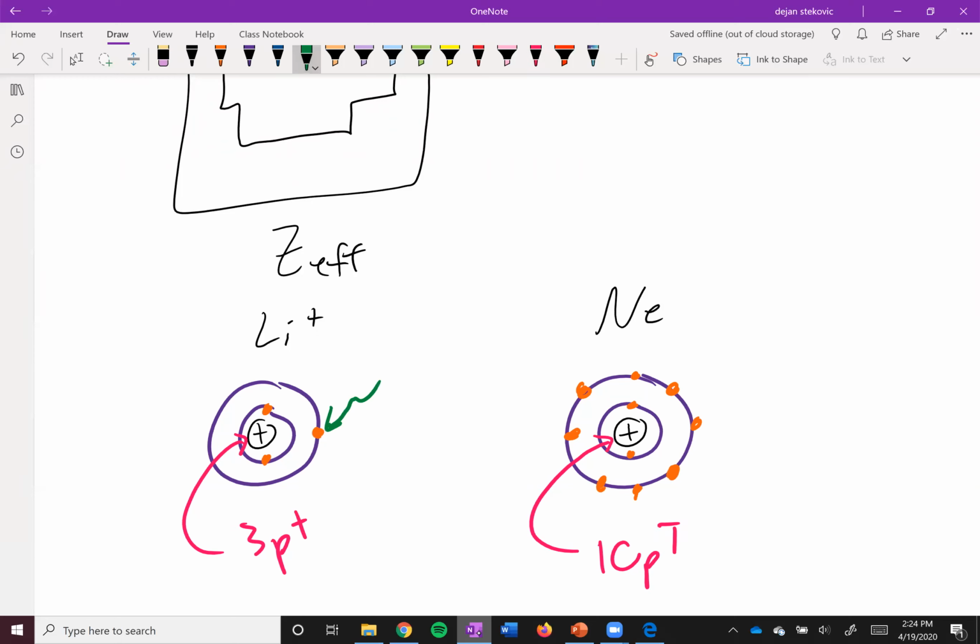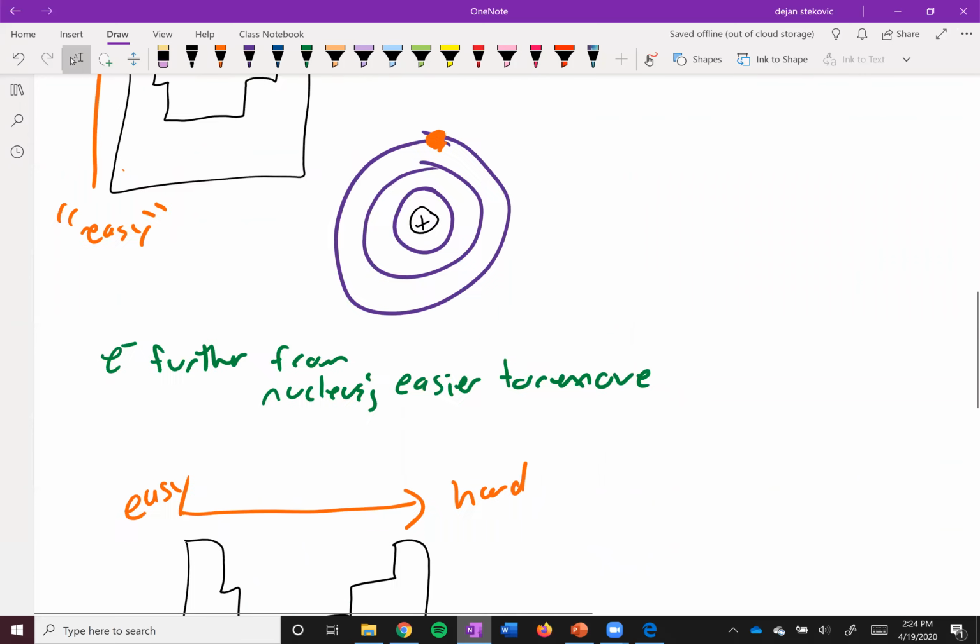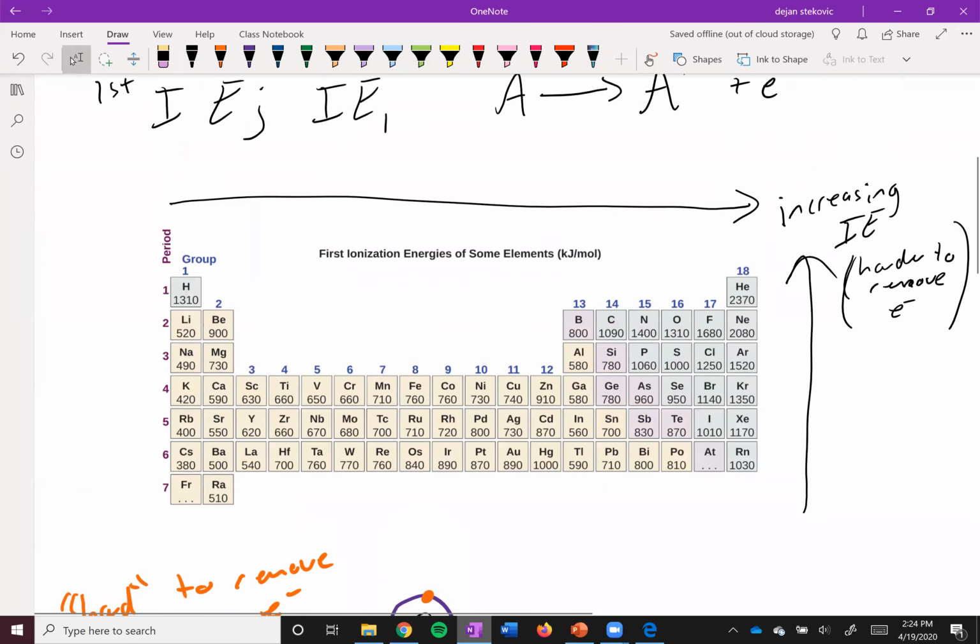Remember, we calculated this Z effective, number of protons minus inner electrons, to be +1, whereas this Z effective is 10 protons minus 2 inner electrons for a +8. And so you can see this Z effective is much higher. These electrons are being pulled in by the nucleus much more, and thus they are much harder to remove. And so that explains our trends in ionization energies.